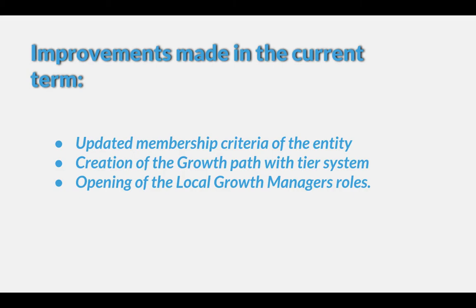The next thing we worked on was the creation of a growth path. We did not really have a growth path for the entity at the start of our current term. So we created a growth path with a tier system so that people could understand what tier level they are on for their focus products and what they had to do to improve in their tier system. So we created the growth path.